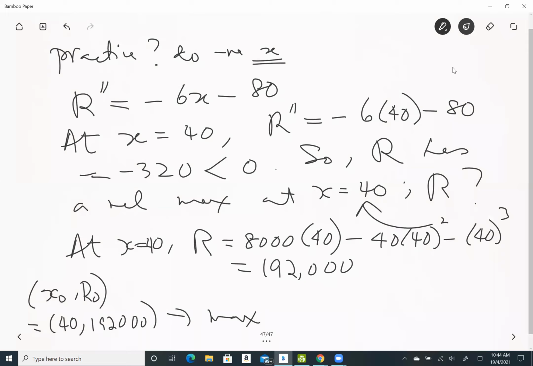Okay, so in application, there is a meaning to the value of the dependent variable, which is the value of y. That means that will be the maximum value of the function. Any questions? So now you have that at x equal to 40, the revenue is equal to $192,000. And that is the maximum revenue.